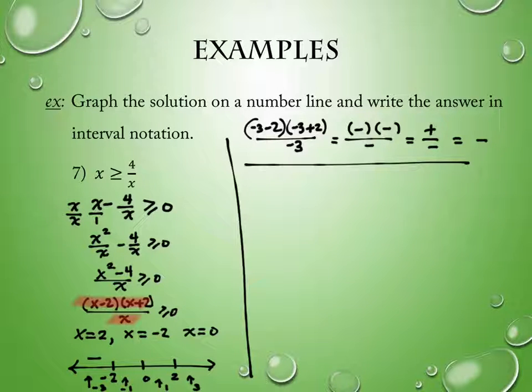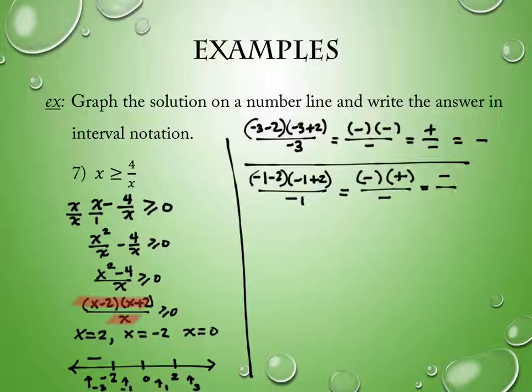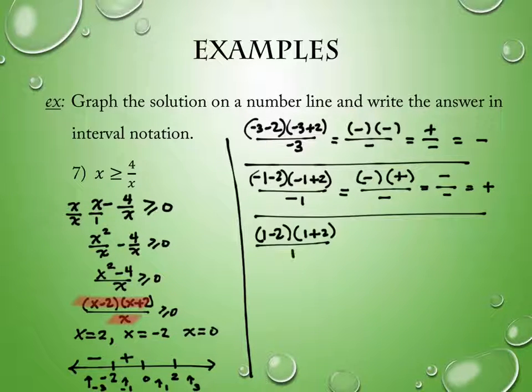The second one is a negative 1. So I have negative 1 minus 2, negative 1 plus 2 over negative 1. The first one's negative, the second one's positive, and the bottom's negative. So now I have negative over a negative, which is a positive. All right, the number 1. So now I have 1 minus 2, 1 plus 2 over 1. So 1 minus 2 is negative, 1 plus 2 is positive, and 1 on bottom is also positive. So negative times a positive on top is a negative, divided by a positive would be negative.